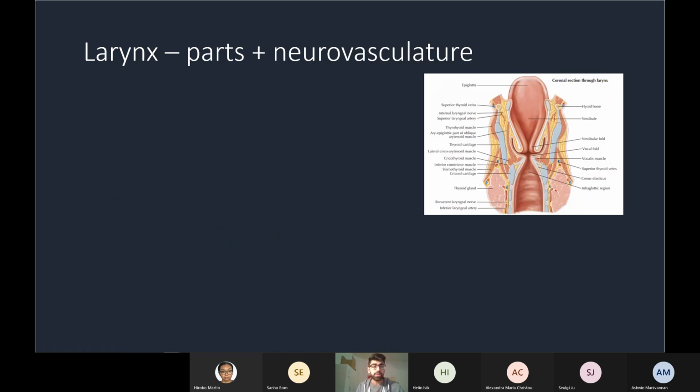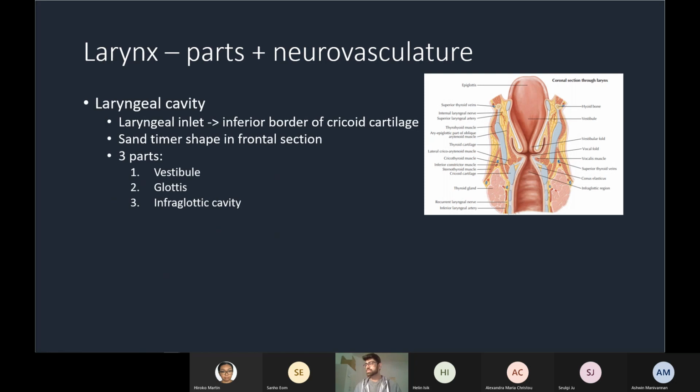In terms of the parts now, and just to wrap things up with the larynx, neurovasculature, this is a scheme which shows the mucosa. This is a frontal section, and we can see the three parts of the laryngeal cavity. It's described as a sand glass or sand-shaped timer in frontal section. So we have the vestibule first, and this is the epiglottis. This is the thyroid cartilage here, cricoid cartilage here, the first tracheal cartilage, second tracheal cartilage. So this is the epiglottis once again, and you can see the structures I mentioned previously.